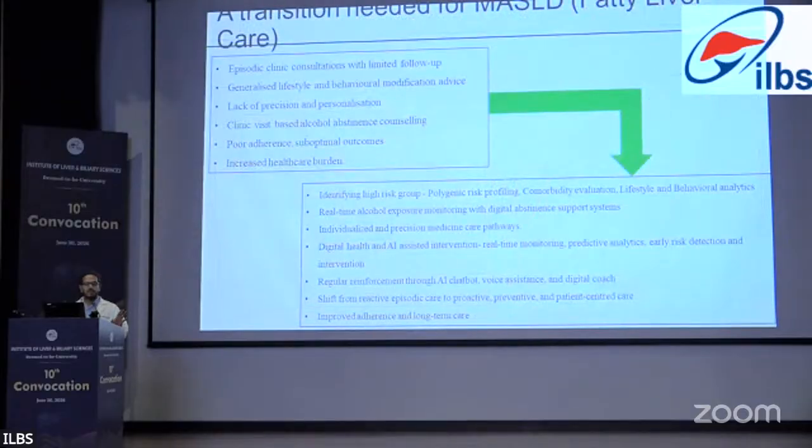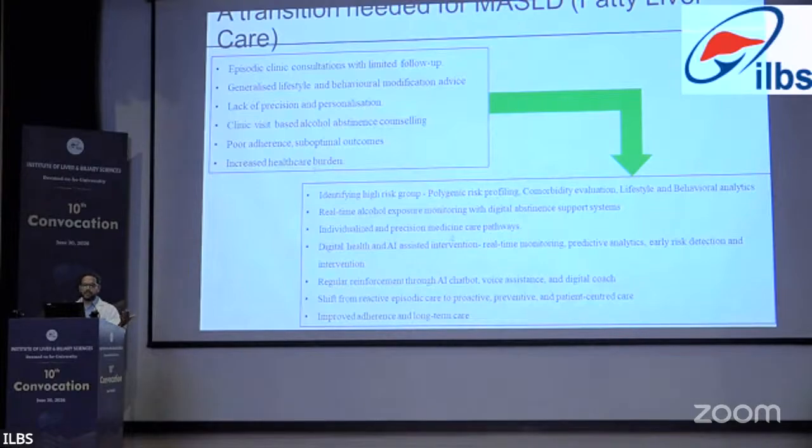So now we need a transition for fatty liver care. That is episodic consultation with limited follow-up. Whatever the treatment, lifestyle and behavioral medicine is the main treatment. We need personalization, which is lacking in current therapy. In the clinic visit, alcohol abstinence counseling is given only once. There is poor adherence to both alcohol abstinence and lifestyle changes, adding to the healthcare burden.